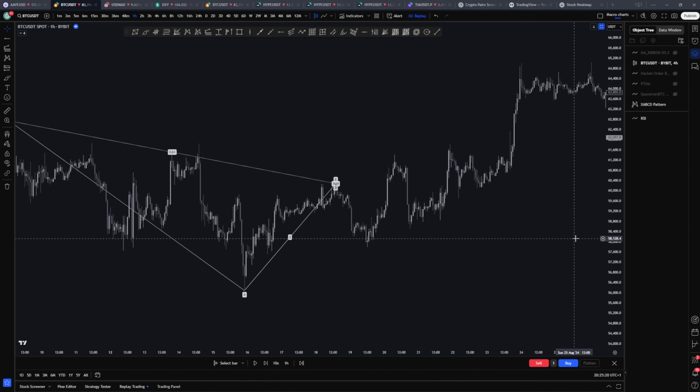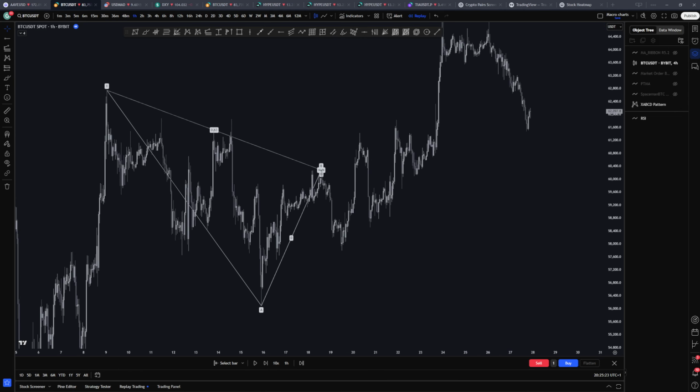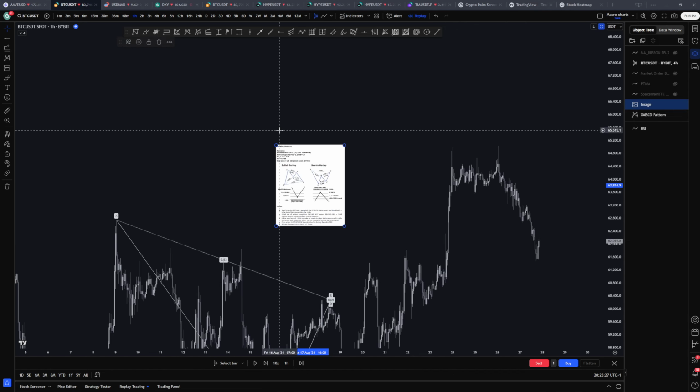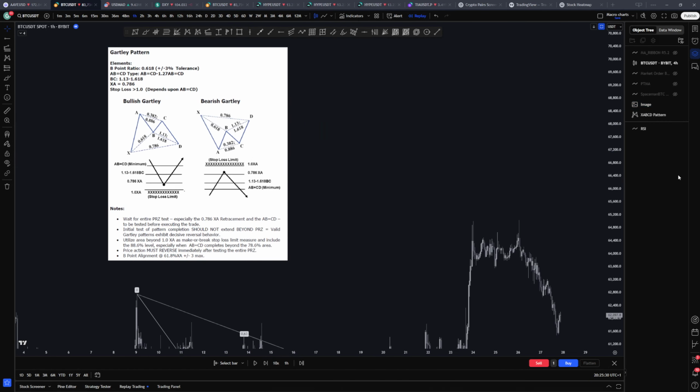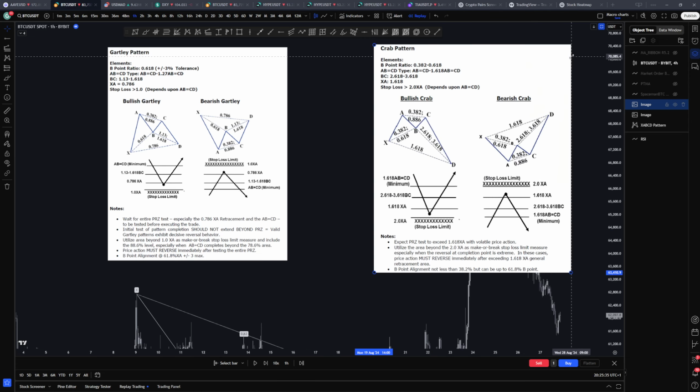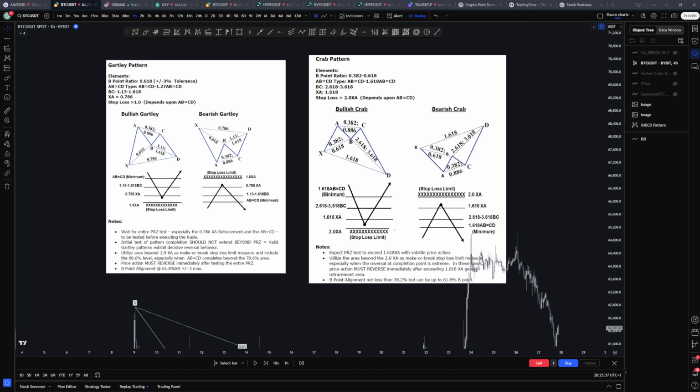Now, I'm going to tell a secret about crabs and Gartleys. I'm going to put them both on the screen in a bit more detail to show what I mean. This is a Gartley, and this is a crab. If you take a close look, these are the exact same thing. X to B is the same. A to C is the same. Then we get to X to D and B to D. They are different. The main important difference is X to D.